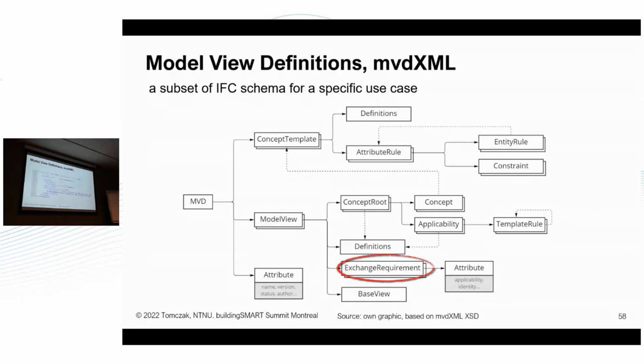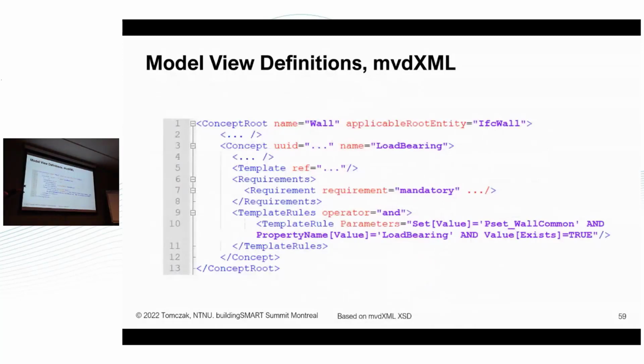And this is a sample from an MVD XML. Of course, it's not a full MVD XML, it's only one part, but it tells you that you can define these template rules with parameters that will allow you to specify that, for example, you should have a property called LoadBearing in a property set called Common, with a value that needs to exist. So the true only means that it has to exist.